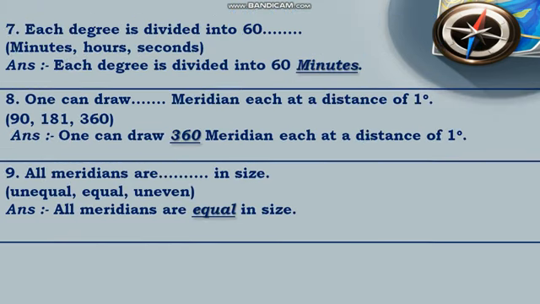7th, each degree is divided into 60 dash. Options are minutes, hours, seconds. Answer is, each degree is divided into 60 minutes.